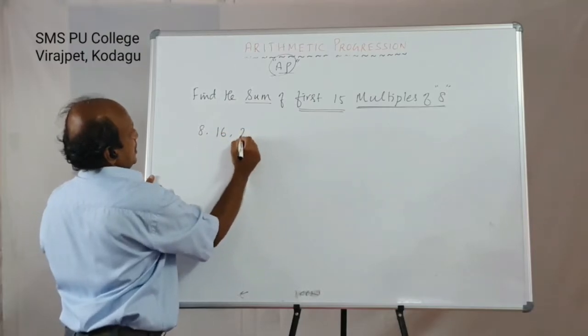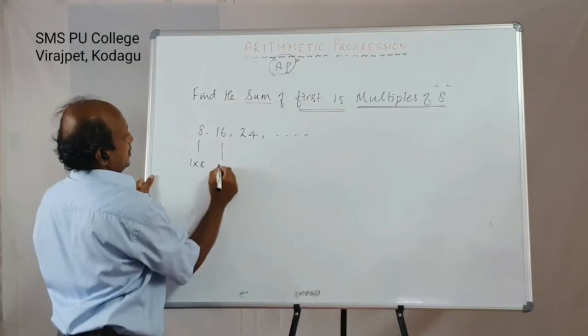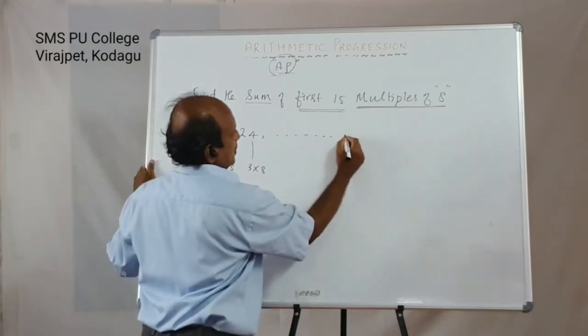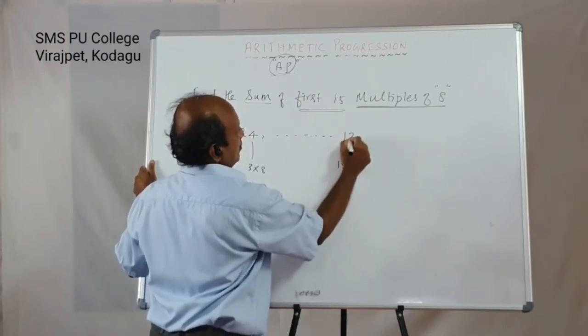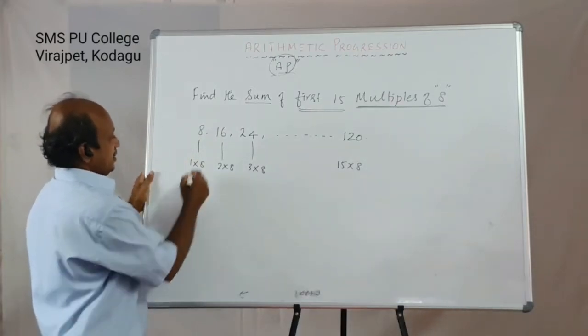Next is 16, 24 and so on. This is nothing but 1 into 8, this is 2 into 8, 3 into 8. What is the last term? The last term is 15 into 8. 15 8s are 120. Now see that there is so much information you have got here.